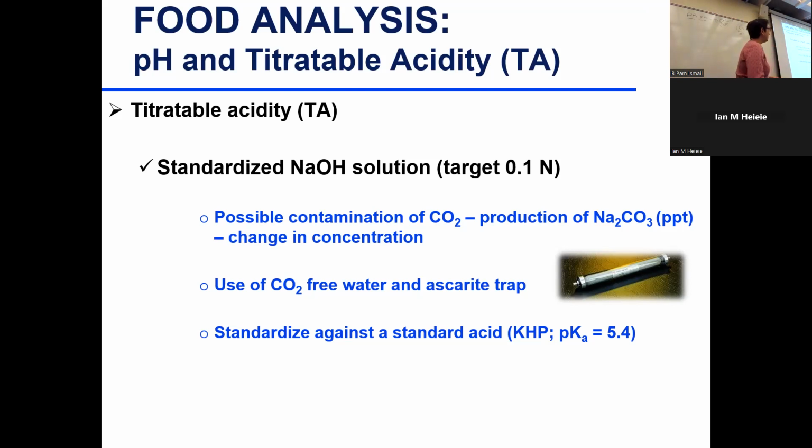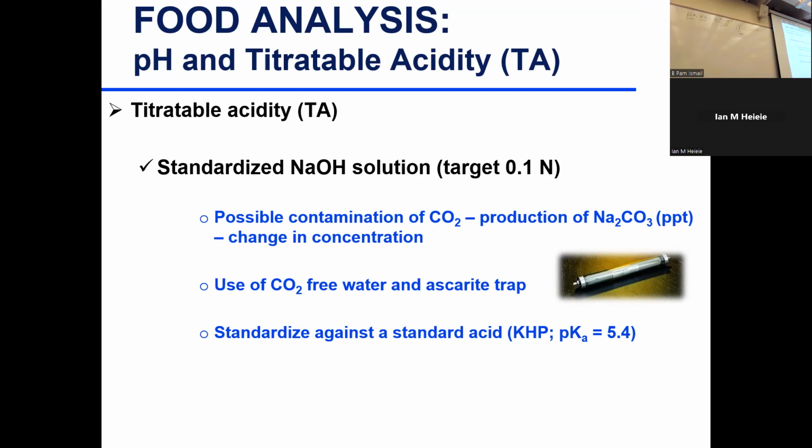Because if you have CO2 in your water, what acid is going to form? If you remember? Carbonic acid. And carbonic acid is going to cause an overestimation of your titratable acidity. So you don't want that. So you're going to use special water in the lab next week that has been boiled to boil off carbon dioxide. And then you're going to see an Ascarite trap at the end of the flask.